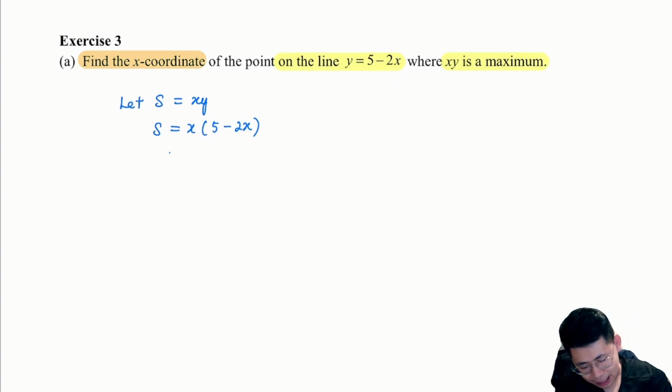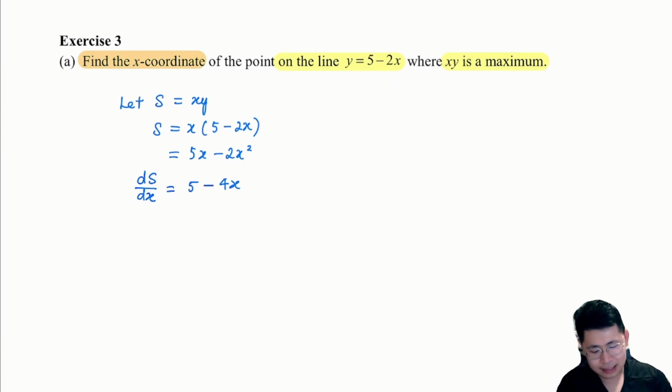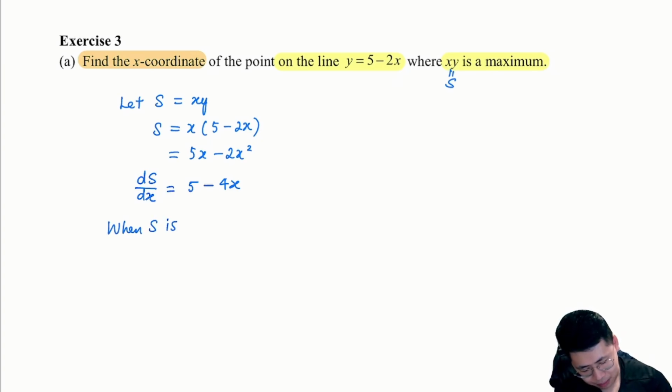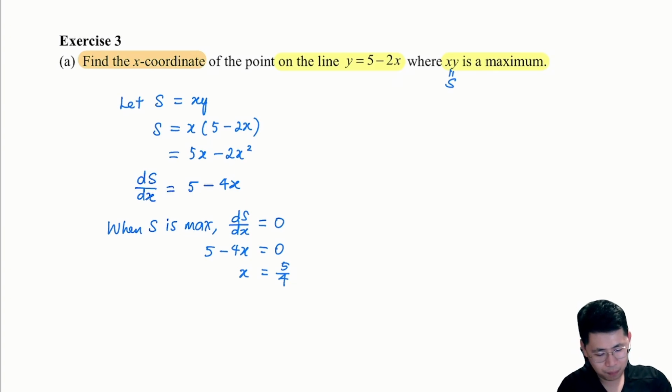And because of that, right, I can expand this very nicely and use this to find the derivative so that it is maximum, right? So the derivative over here, 5 minus 4x, like this, right? So when, okay, so xy is s, so when s is maximum, the ds/dx that we had just now equals to 0. So 5 minus 4x equals to 0. x is going to be equals to 5 over 4. So done already. So this is the x coordinate.